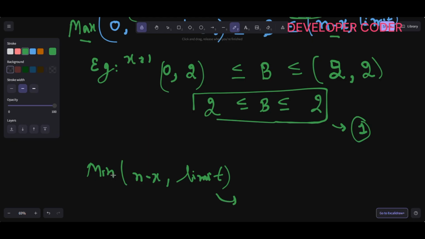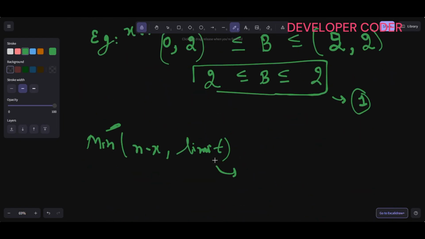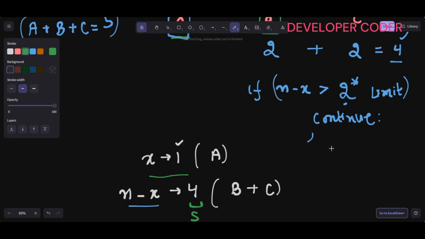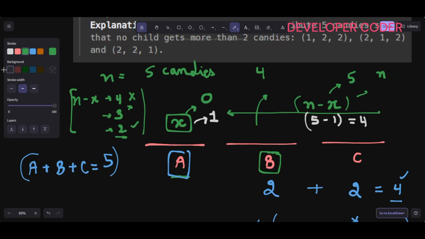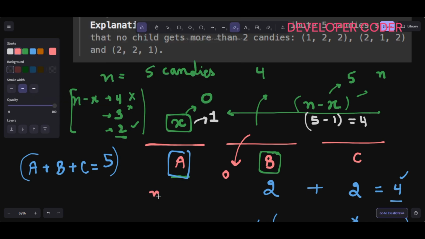Now I can also change this to the max scenario as well. How am I going to change it to max? Instead of this n minus x, I find n minus x minus limit, starting from 0. If I check from 0, can I place 0 here? How am I going to get 0? I get 0 like this: n minus x, whatever the total is, and here I subtract the limit from it. Limit value.